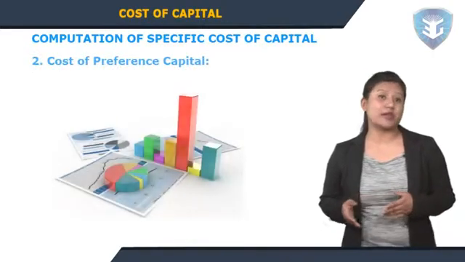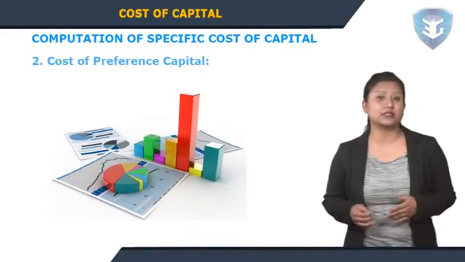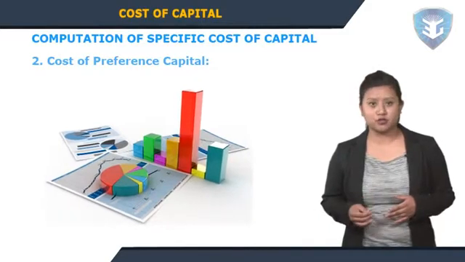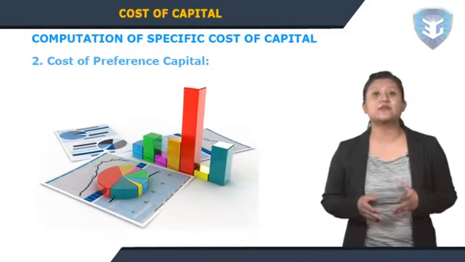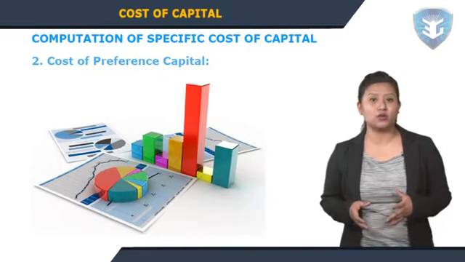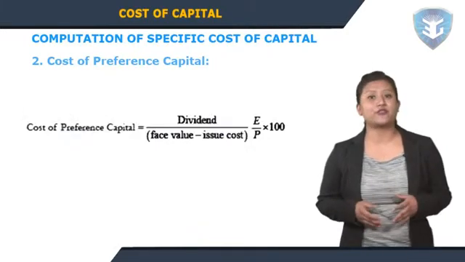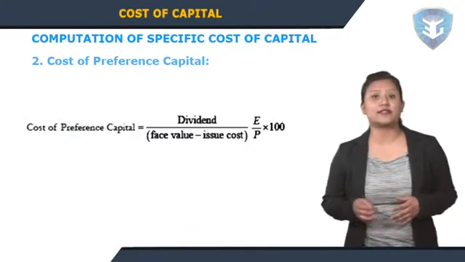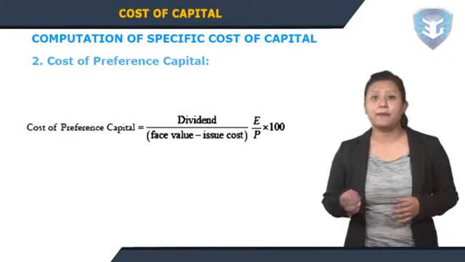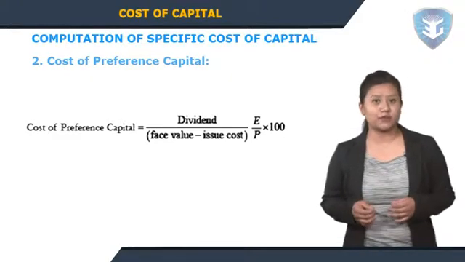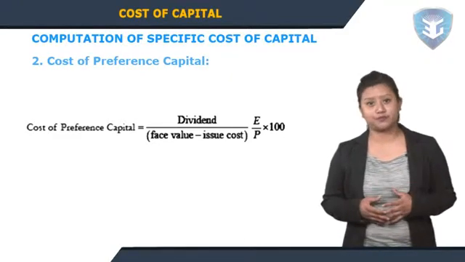The cost of preference capital. The cost of preference share capital represents the rate of return that must be earned on preferred stock financed investments to keep the earnings available to residual stockholders unchanged. Cost of preference shares can be estimated by dividing the dividend stipulated per share by the current market price of the share. The formula is shown on the screen.